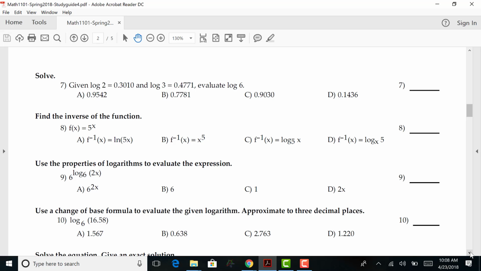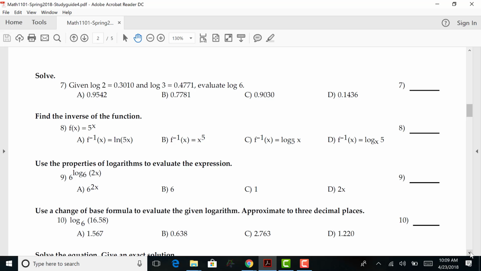Now, given that this is on the board, could I have asked you for the log of 18? How would you do that problem given that's the log of 6? Can you tell me how to do this? This is something I'm adding to the test study guide.